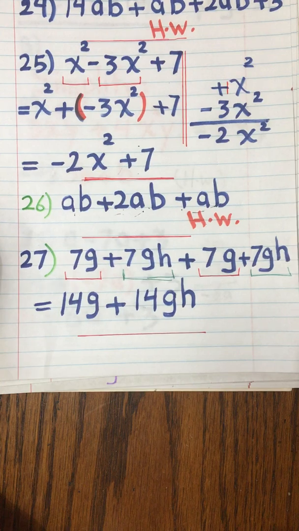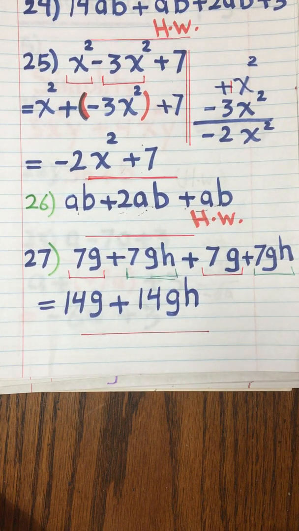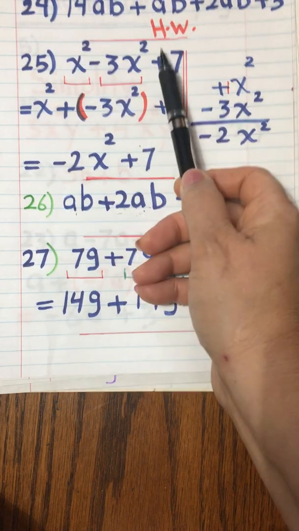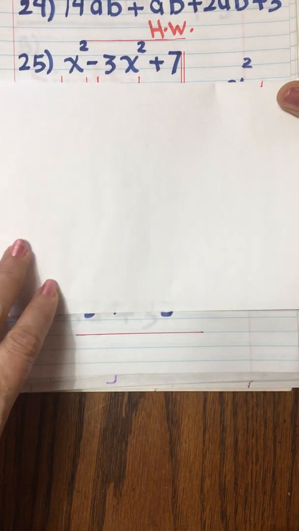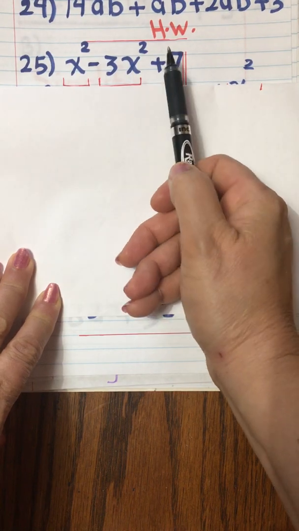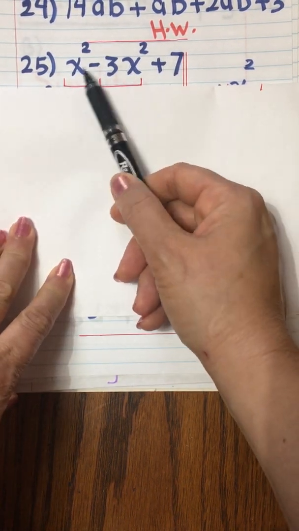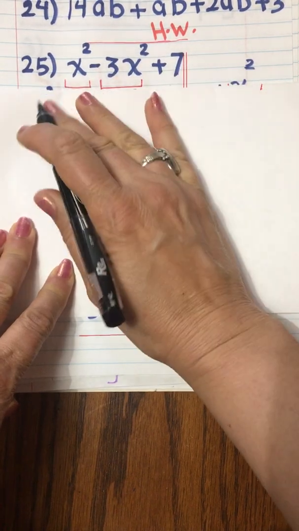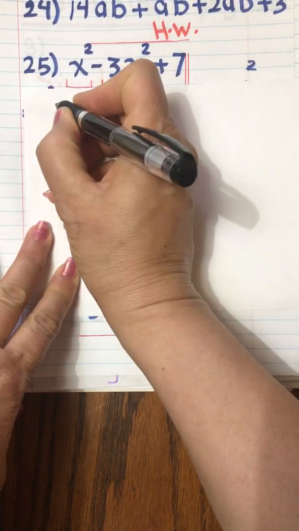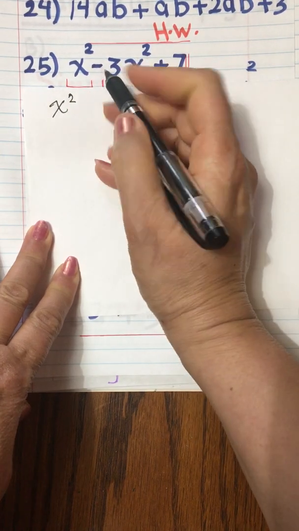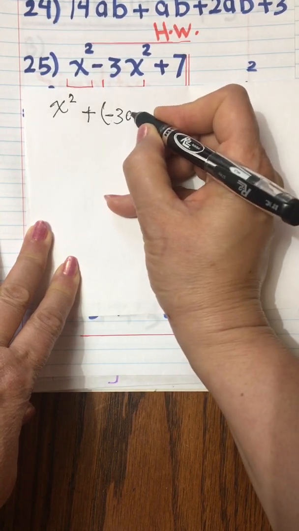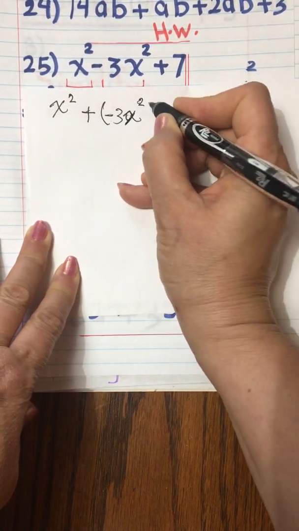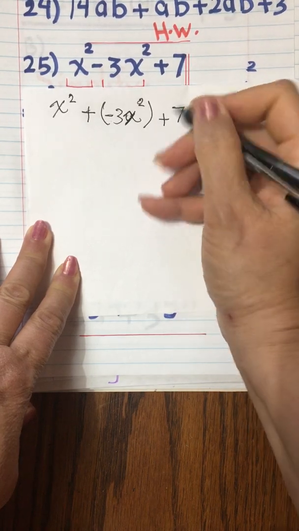24. Practice 4 on page 315. Question 24 is your homework. 25. Let's try, guys. 25. How many terms in 25? 1, 2, 3. So the first and the second one are like terms. So the first step, I'm going to change negative to a positive, and 3x squared, the opposite number for 3x squared is negative 3x squared plus 7.